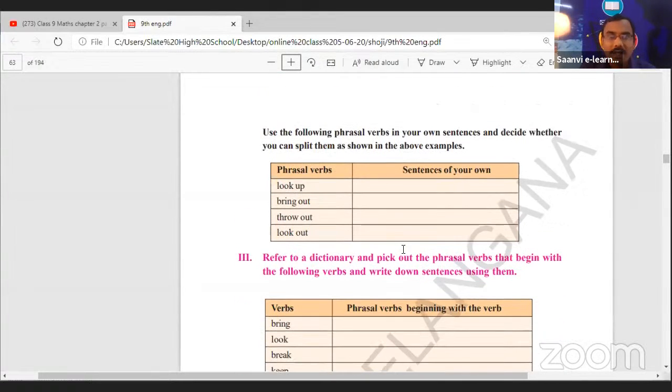Then you have a small task here. Use the following phrasal verbs in your own sentences and decide whether you can split them as shown in the above examples. The first phrasal verb is look up. What do you mean by look up? In that column itself, you write the meaning, search. Look up means search. In that column, don't write a sentence of your own; write search with your pencil.